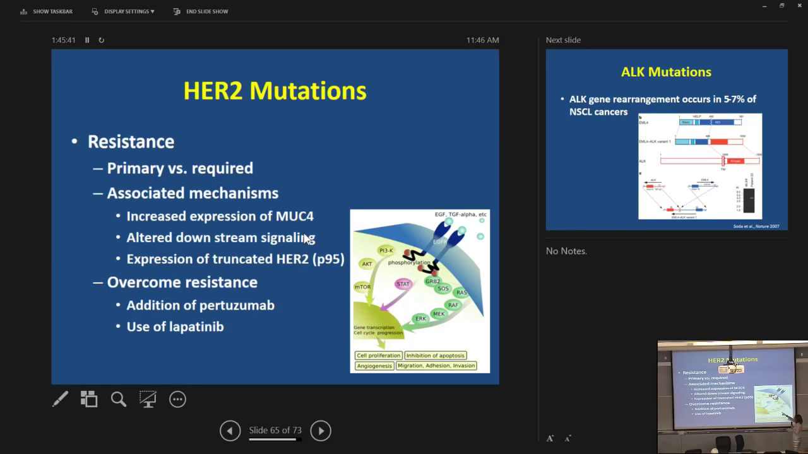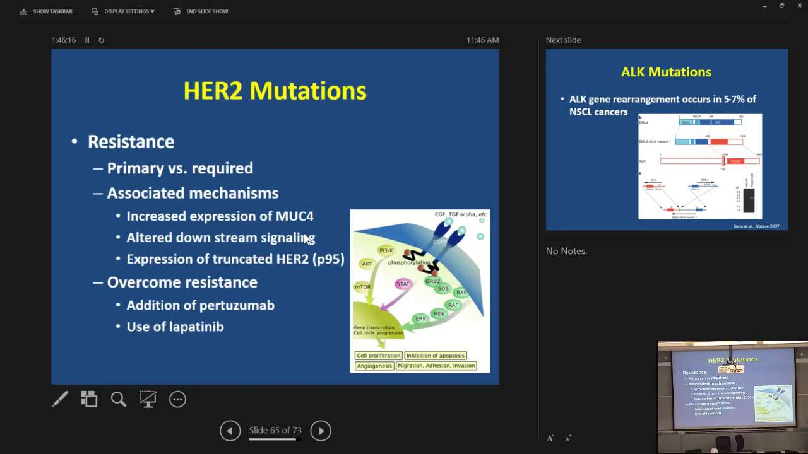That resistance can be either primary versus acquired, not required. I don't know what I was thinking. All right, so primary resistance. So what's primary resistance? They're just resistant at the get-go, right? They were never going to respond. So that could be a mutation right off the bat in HER2 that doesn't allow them to ever respond. So acquired, not required, acquired is something that develops over time.